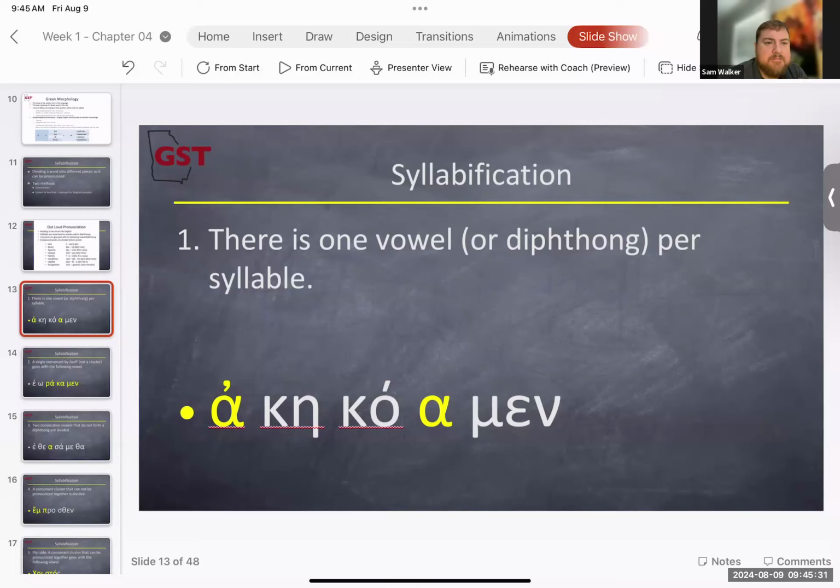5 syllables there, right? Look at the definition. There's one vowel or diphthong per syllable. How many vowels do you have? Alpha, eta, alpha, omicron, alpha, epsilon. 5 vowels. How many syllables are there? 5 syllables. Okay, it's that simple. So how would you pronounce this? So like ke, ko, moon, me, men. There you go.